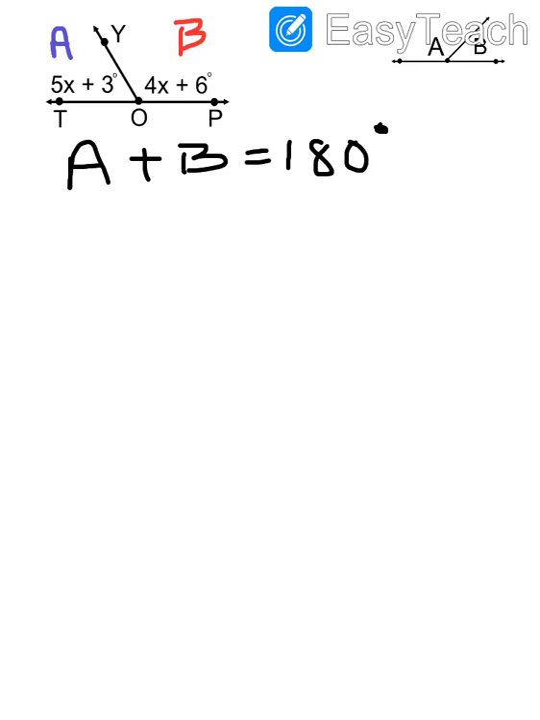Okay, so you have angle TOY represented by 5x plus 3, and angle YOP represented by 4x plus 6. So in our setup, we still want to use A plus B equals 180. Like we said, 5x plus 3 represents A, and we're adding B, which is 4x plus 6. Together, they have to equal 180 degrees.